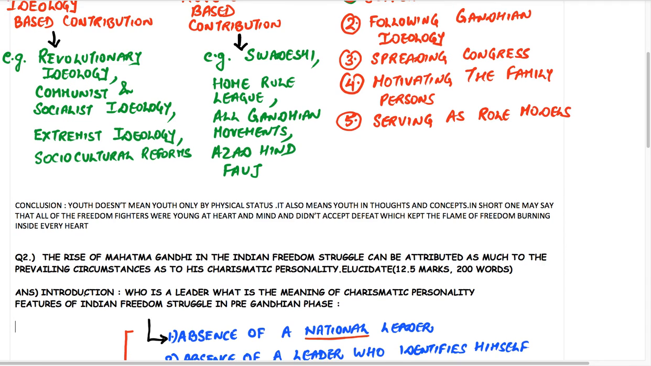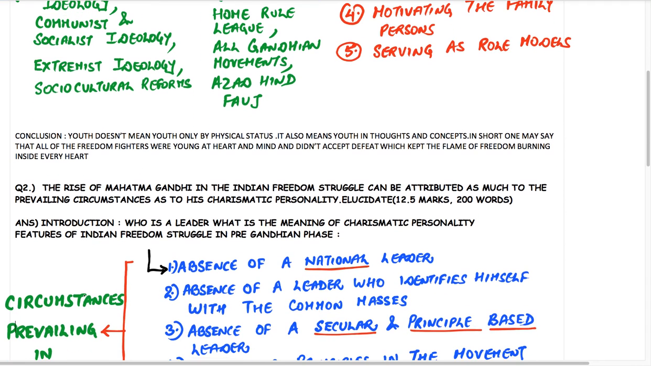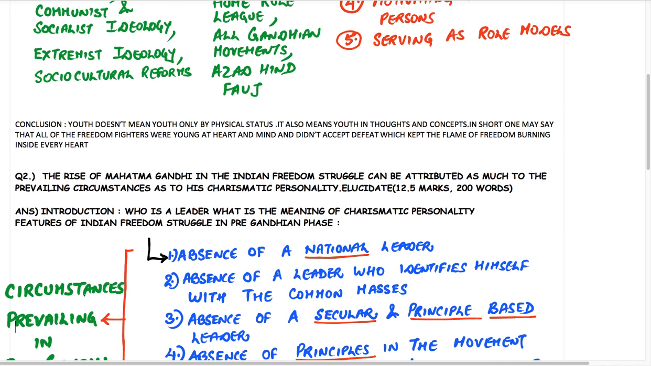The second crucial question which can be asked is: the rise of Mahatma Gandhi in the Indian freedom struggle can be attributed as much to the prevailing circumstances as to his charismatic personality. Elucidate means prove it.